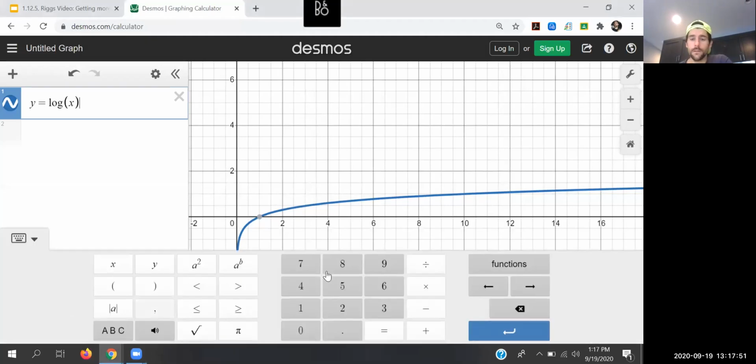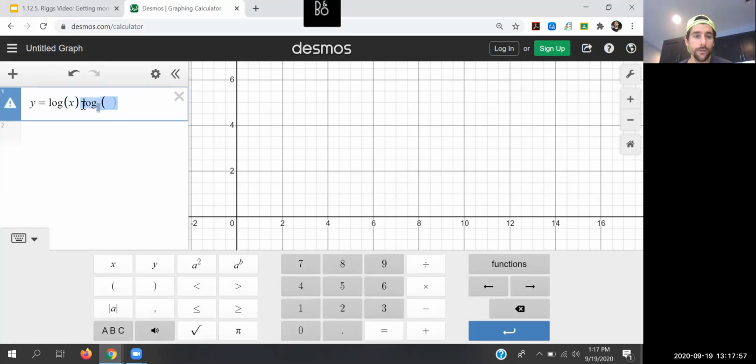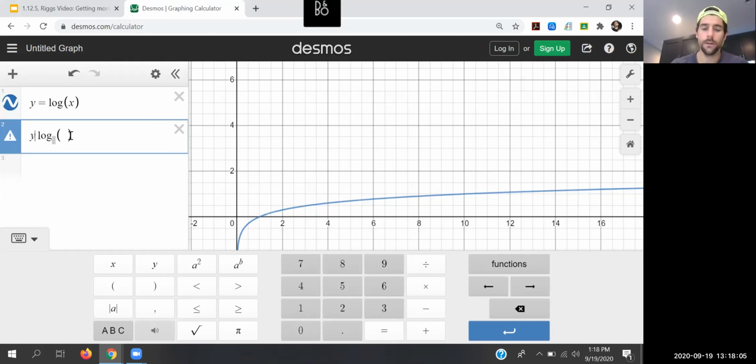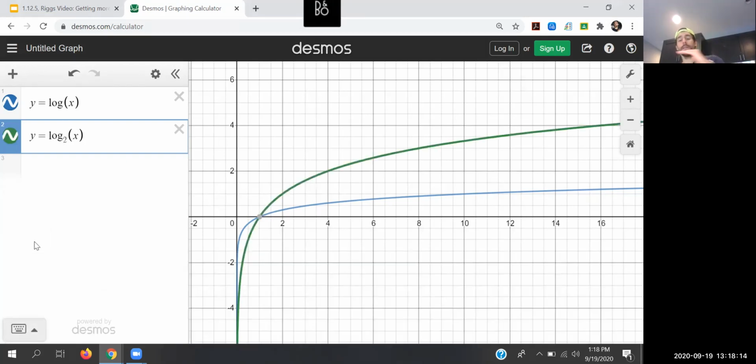If I wanted to write in a different base, I'll go to functions, go to miscellaneous, and this little log with a blank base here. I should have written this below, but I can copy and paste it. Now I'm going to show you y equals the log base 2 of the function x. You'll notice it's a little bit less flat, a little more steep.